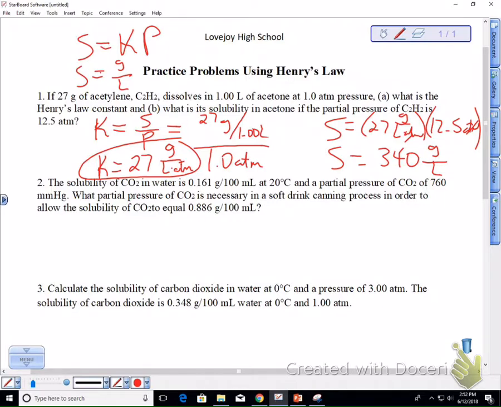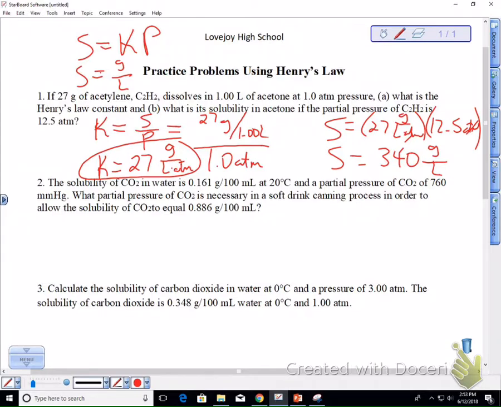In number 2, the solubility of carbon dioxide in water is given here. This is another way to express the units, per 100. We saw this on the solubility curves. The partial pressure of CO2 is the pressure given there. What partial pressure of CO2 is necessary in a soft drink canning process in order to allow the solubility of CO2 to equal 0.886?